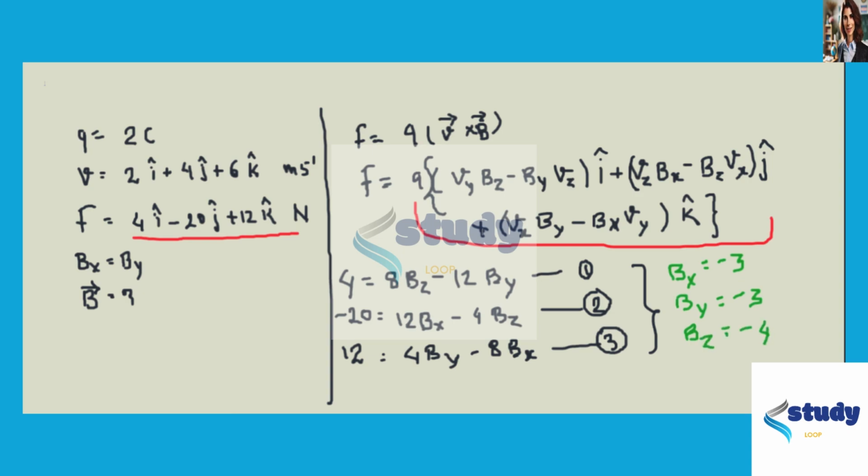Okay, so if you write B in vector form, then B will be equal to minus 3 i vector minus 3 j vector minus 4 k vector. Right? So you can also verify if your answer is correct or not by cross multiplying V and B and looking if you get the same F. Okay, so this is the solution for this question.